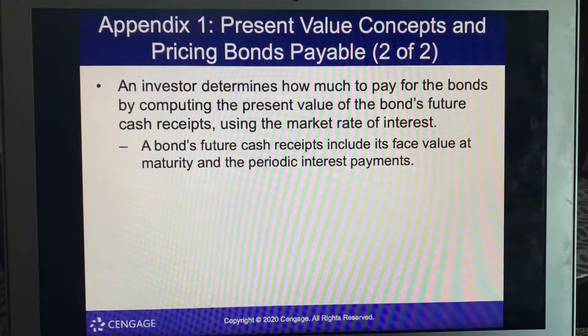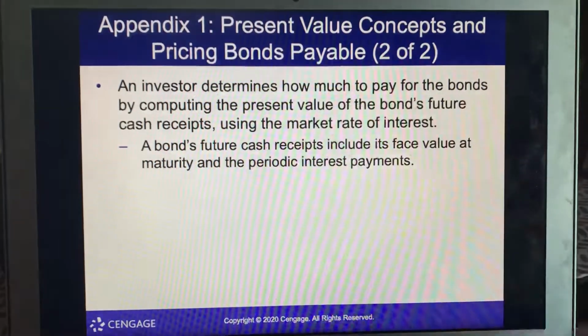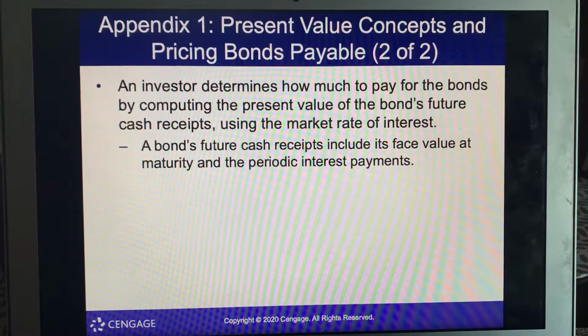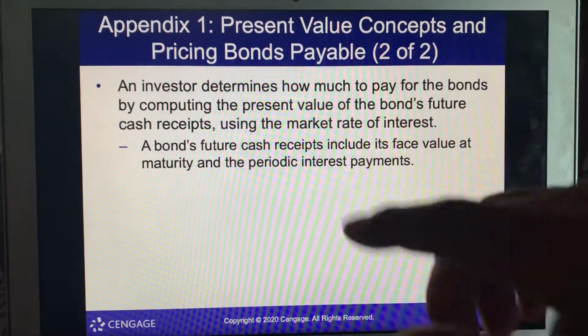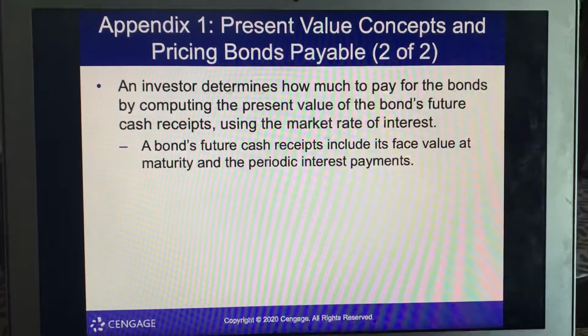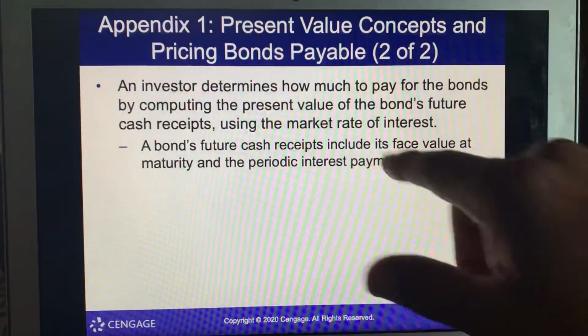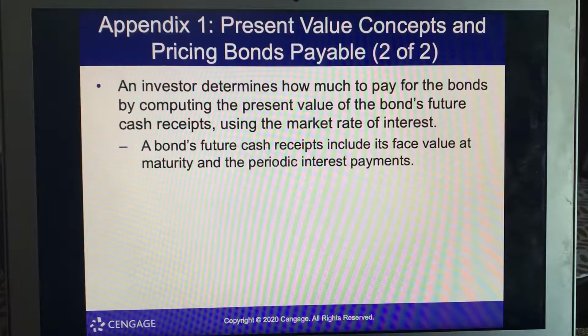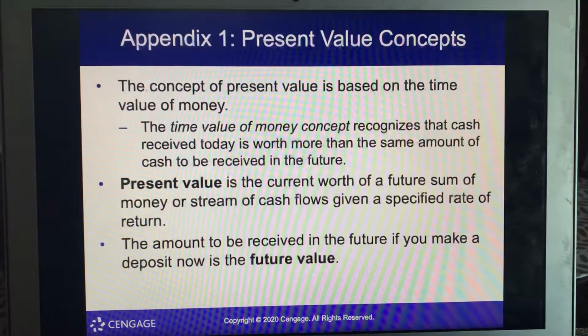And when you get to advanced accounting, you'll learn how to account for future value, present value, and market value in accounting. Anyway, the bond's future cash receipts are discounted using the market rate of interest. A bond's future cash receipts include its face value at maturity and the periodic interest payments.